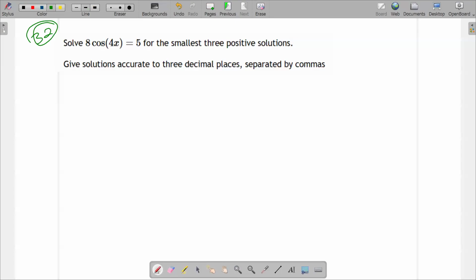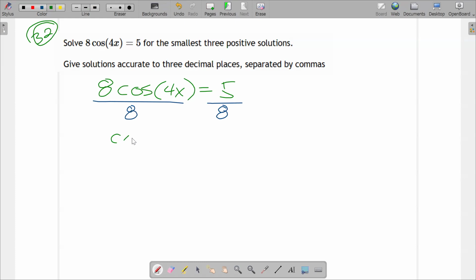So we'll check this on Desmos, but I want to get it started without Desmos. So here's my strategy for this one. Start solving. I would divide by 8 first. So I'll have the cosine of 4x equals 5/8.